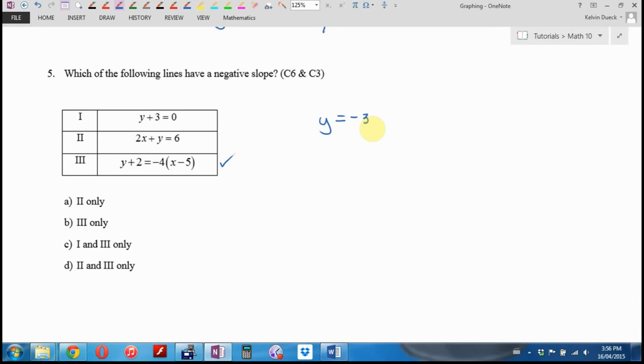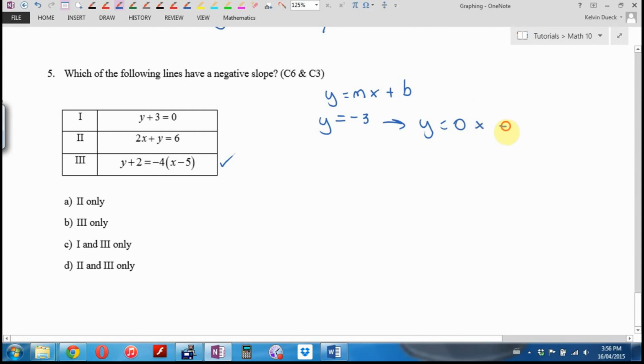This is mean. Remember the slope-intercept form, y equals something x plus something. Where does the slope appear? In front of which variable? X. Is there an x in this question on the right-hand side? So what this really is, is 0x minus 3. I always try to see the whole template whenever I glance at an equation. That's what it really is.